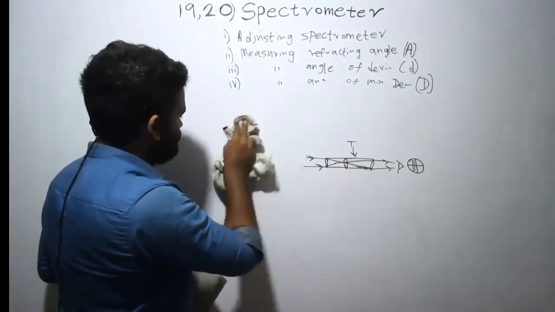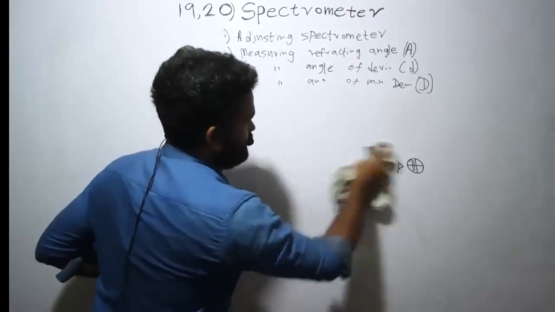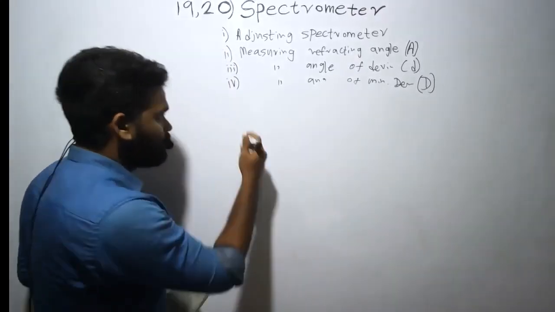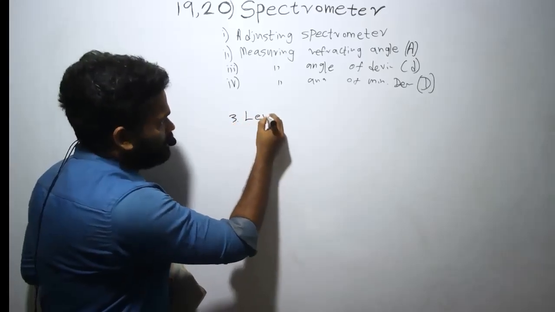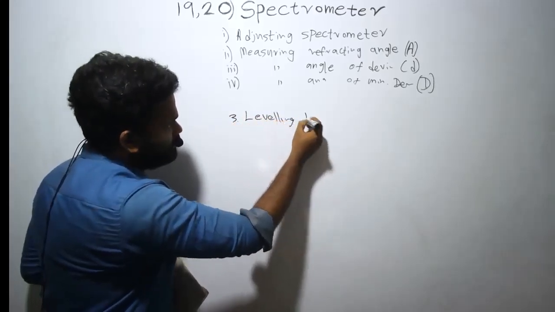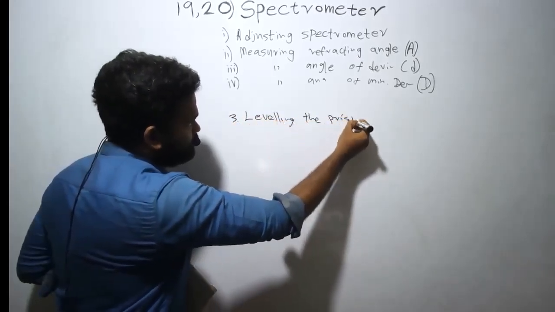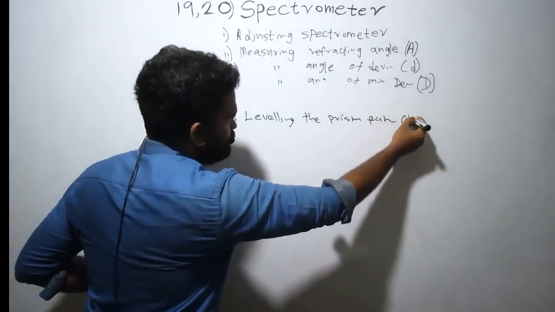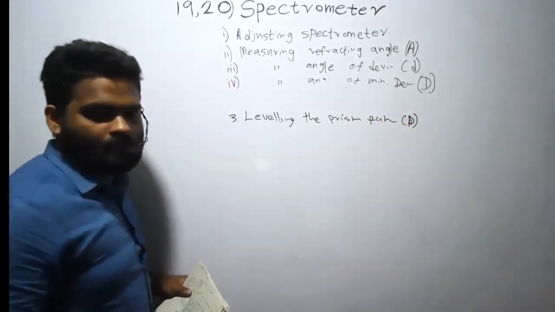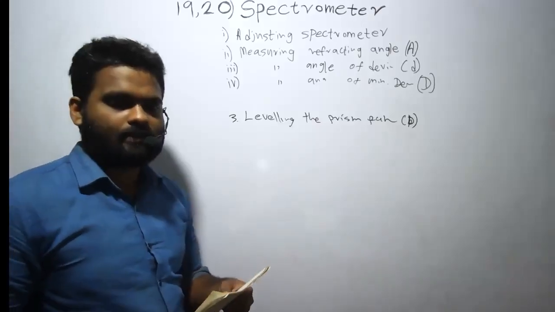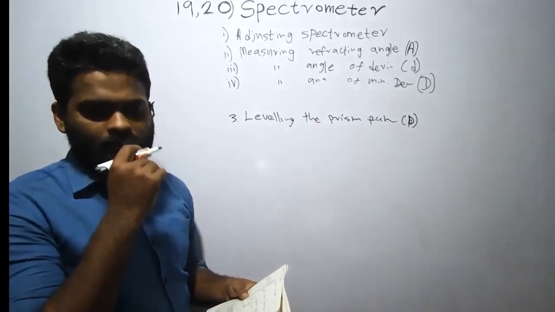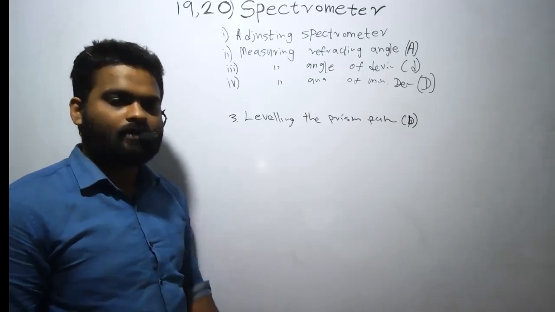Right. Then the third one, write down: level in the prism table. Level in the prism table. Third part, level in the prism table. Capital P. Level in the prism table. Okay.